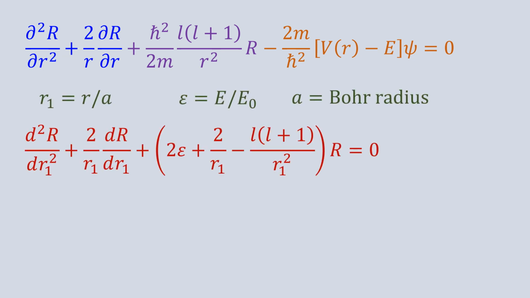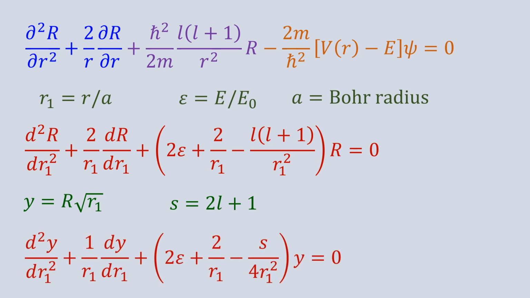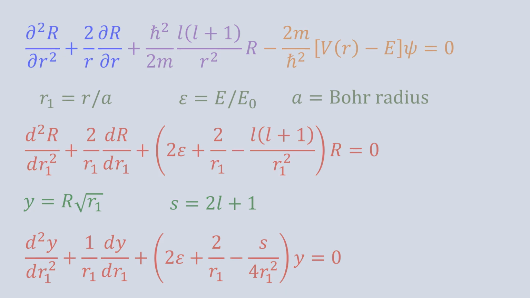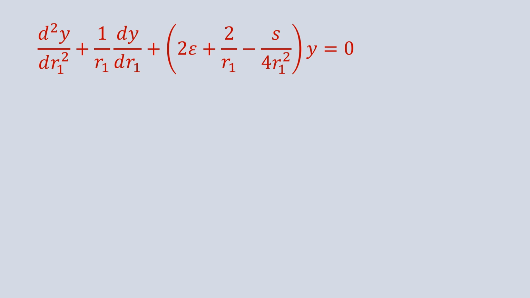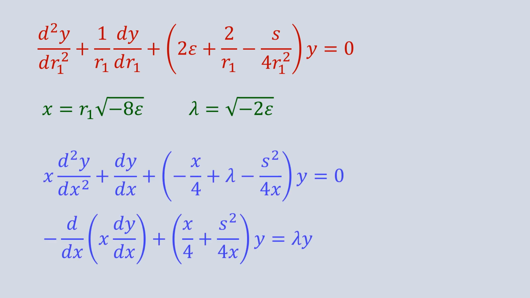Let us make some change of variables by defining r1 and epsilon. It will also be good to make a change of variable by defining y as capital R times the square root of r1. We also define s as 2l plus 1. Now we have rewritten the previous equation as the differential equation of y with respect to r1. We are going to solve y first, then return it back to capital R. Let's make further change of variables by defining x and lambda. Use them so that we obtain the equation at the last line.